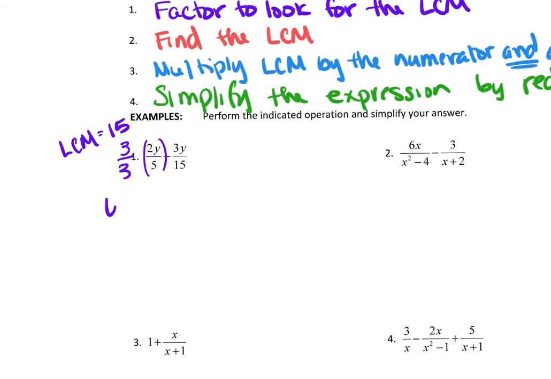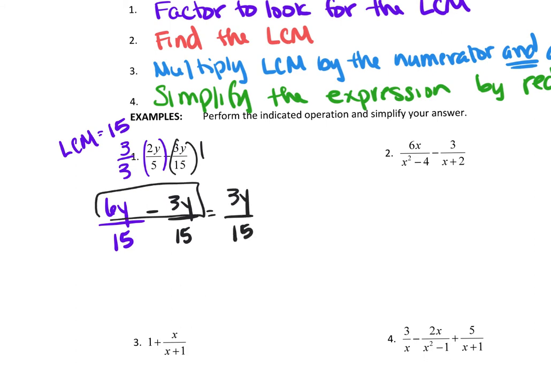So 3 times 2y is 6y, 3 times 5 is 15, minus, this is already at 15, so I'm really just going to multiply it by 1 and leave it alone. So that's 3y over 15. I subtract this now. 6y minus 3y is 3y, just the tops. The bottom stays at 15. If I can reduce it, I will. And I can reduce this because 3 and 15 both have a common factor of 3 in them. So literally I'm dividing the top by 3. There I get a y. Divide the bottom by 3. I get a 5.